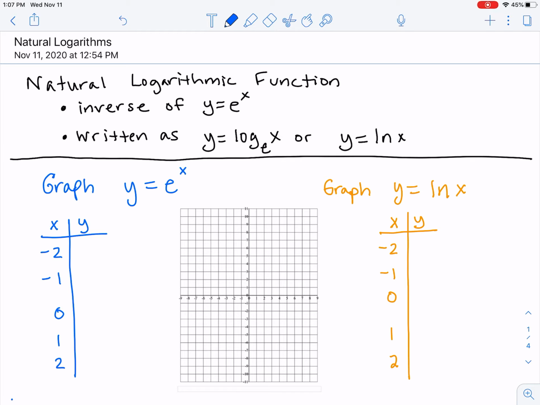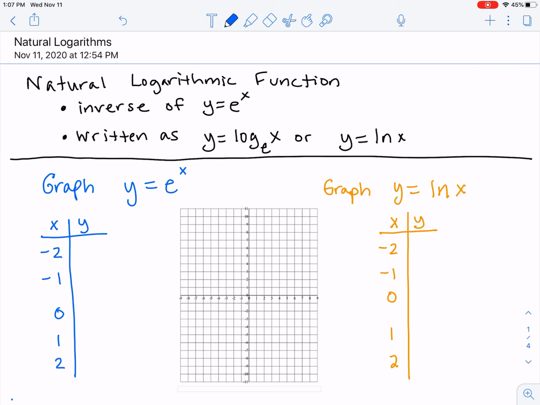One, the natural logarithmic function is the inverse of our exponential y equals e to the x. It's also written as y equals the log of x base e. So notice that the base is e. But more often than not, we write it as y equals ln x. And ln just means natural log of x. So we would read that as y equals natural log of x.